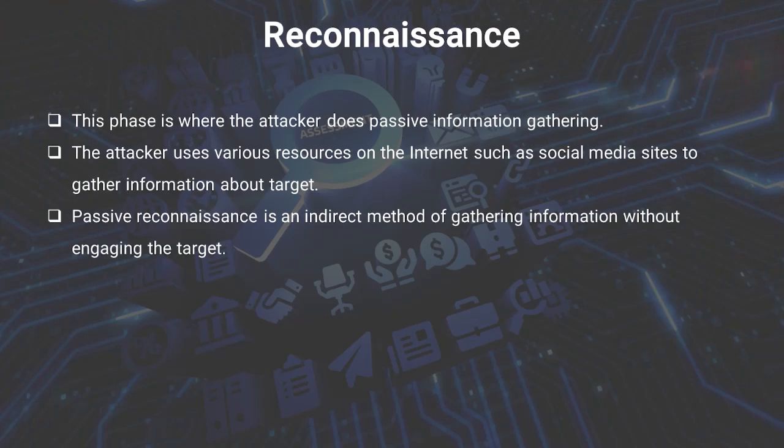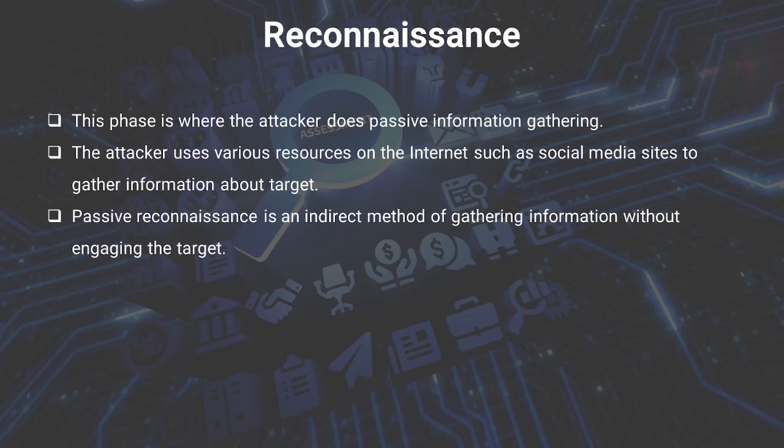Reconnaissance, to put it simply, is information gathering, and whether you are a penetration tester or an ethical hacker, the first phase is to gather as much information as possible on your target. There are two types of reconnaissance, or two types of information gathering. There's passive information gathering, and there's also active information gathering.